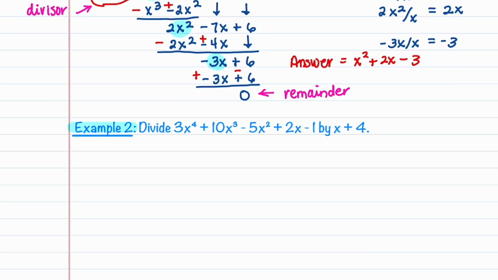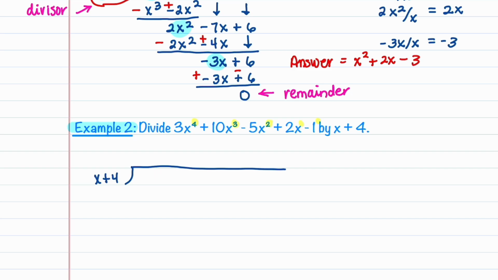Let's begin by setting up our division problem. We're going to be dividing by x plus 4, so I'm going to write that down first. And then we're going to divide this into our polynomial. Let's quickly look at our polynomial and see if we're missing any terms. We have a 4, a 3, a 2, a 1, and then a 0. So all the terms are there, so we don't need to insert any 0 times an x.